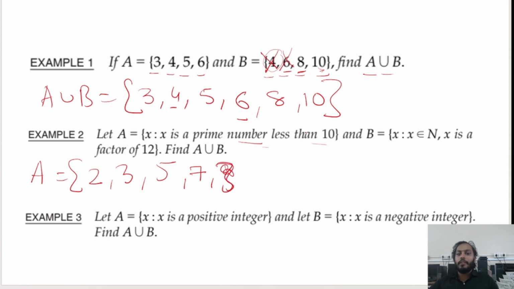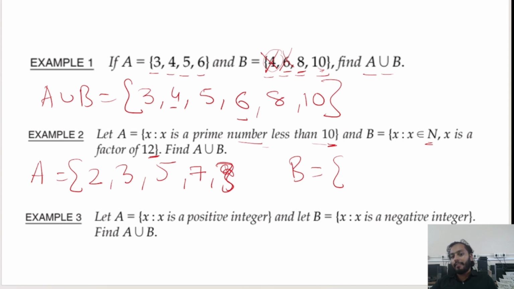That's all. These are the prime numbers less than 10. I need to stop at 10. Okay, now what is my set B? My set B is a collection of natural numbers, only the counting numbers, the factors of 12. Can you tell me the factors of 12?